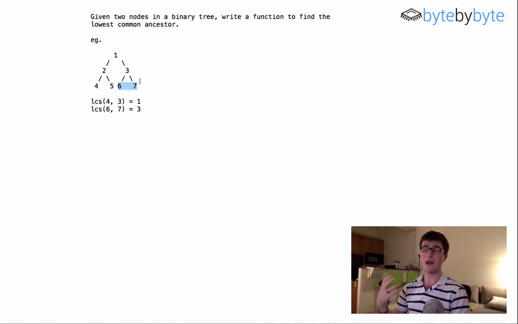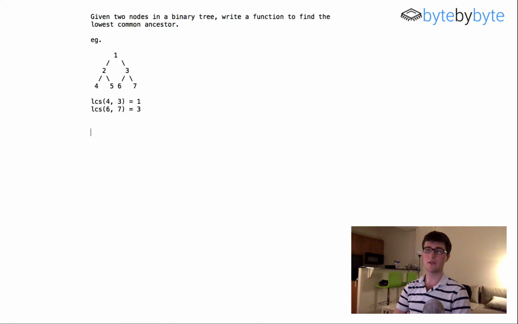And so what I'm going to do is find the path to each node, and then compare the paths. And by comparing the paths, I can see where the paths diverge. So that hopefully makes sense, and that's going to be a reasonably efficient algorithm, because finding the path is just going to take O of n time, and then comparing them is going to take O of log n time, because that's if we assume a relatively balanced tree. So let's go ahead and actually code this up.